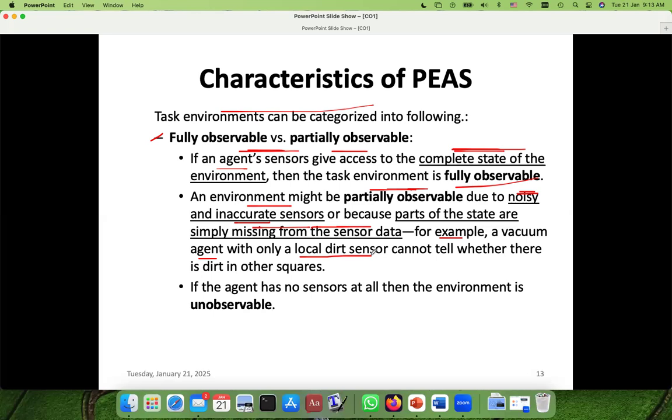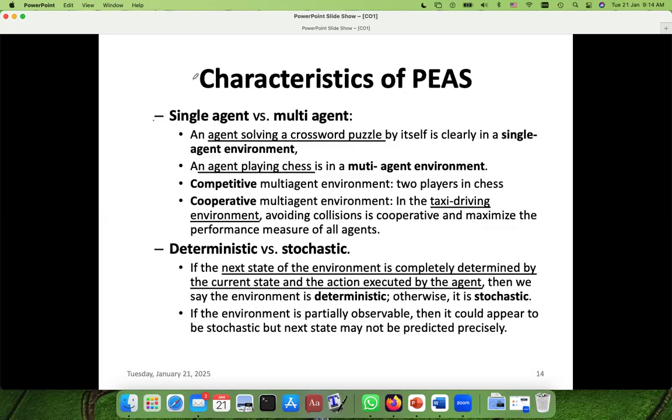If your agent is observing something but not in full, then it is partially observable. If your agent is completely not observing anything, then it means either the sensor is not available or something is wrong with the sensor. So that environment would be what? Unobservable. Okay, unobservable.